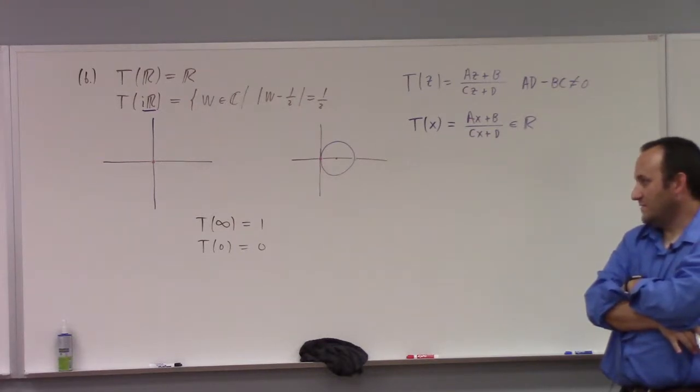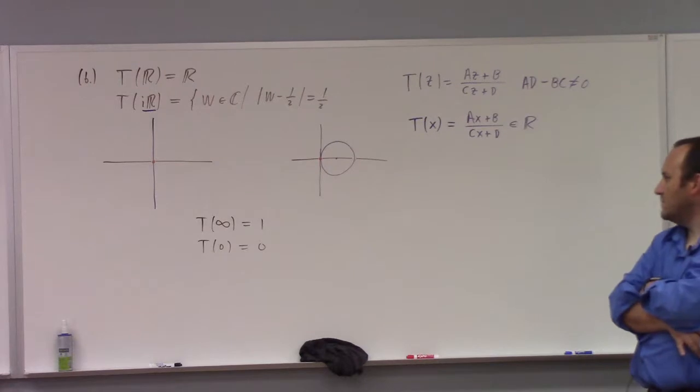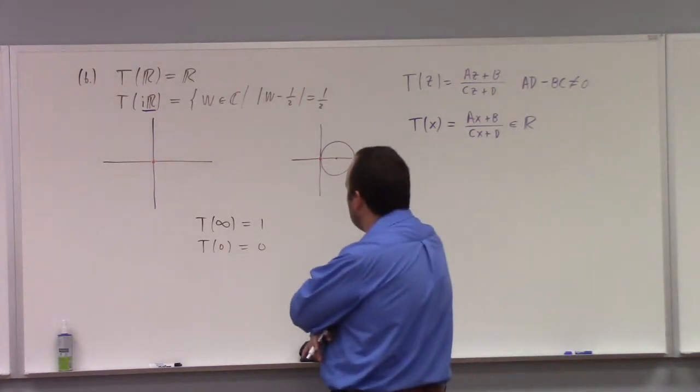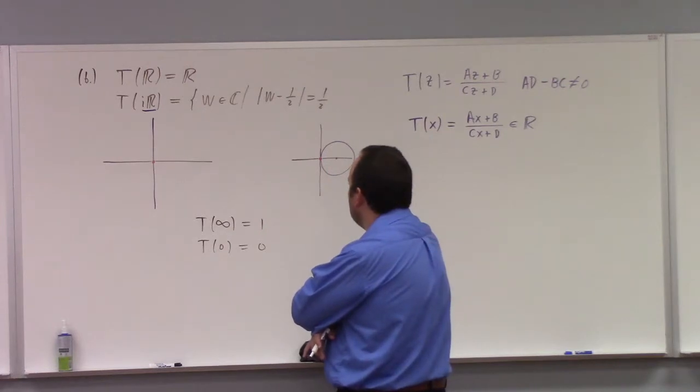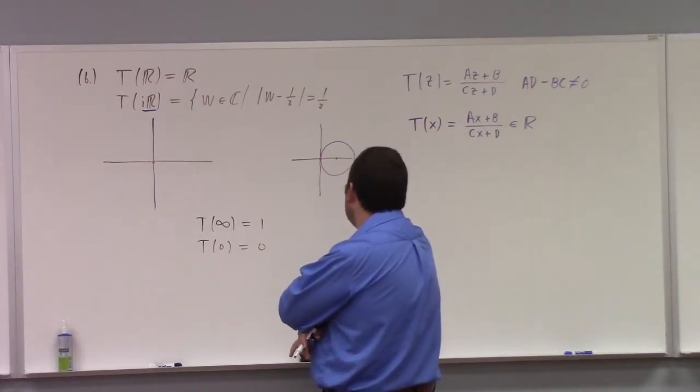So sending 0 to 0, that's a start. Sending 1 to 1. I said -1 to -1. Why would you do that? Because it's on the real axis and then it's still on the real axis. Oh, so that's just a choice. Yeah.